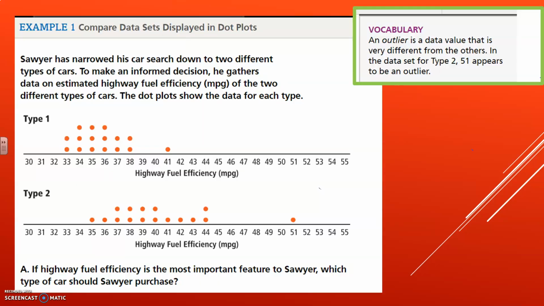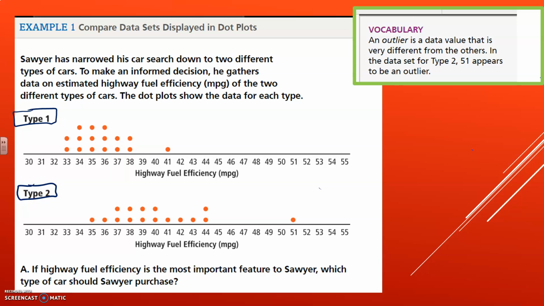Okay, so again, our job today is to take a couple of sets of data and compare them. You can see example 1 is to compare two dot plots together. It says Sawyer has narrowed his car search down to two different types of cars. To make an informed decision, he gathers data on estimated highway fuel efficiency, miles per gallon, of the two different types of cars. The dot plot shows the data for each type. The top dot plot represents the first type of car he was looking at, and the bottom dot plot is the second car he was looking at.